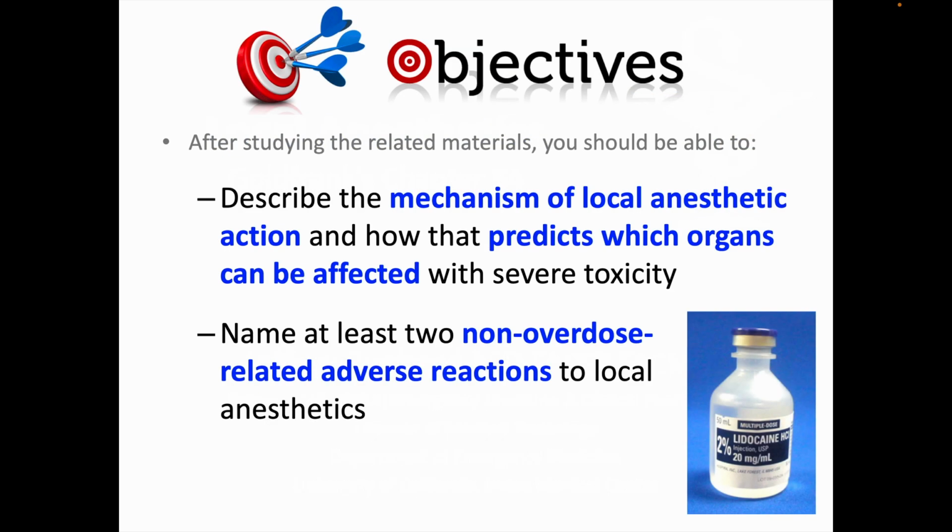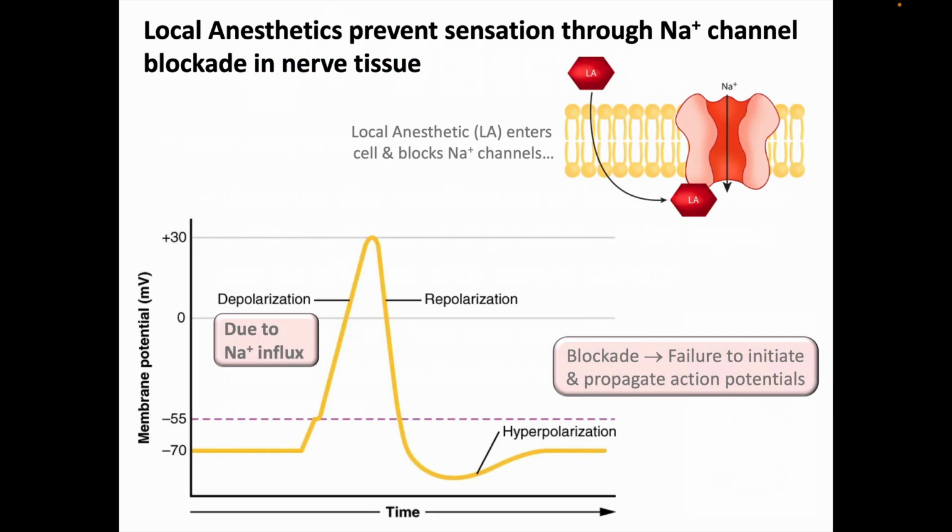The learning objectives are that once you've watched this video and studied the related course materials, you should be able to describe the mechanism of action of local anesthetics and use that to predict which organs will be affected with severe toxicity, and to be able to name at least 2 non-overdose related adverse reactions that can occur with local anesthetics. Local anesthetic drugs produce anesthesia, the absence of sensation, by blocking sodium channels in nerve tissue.